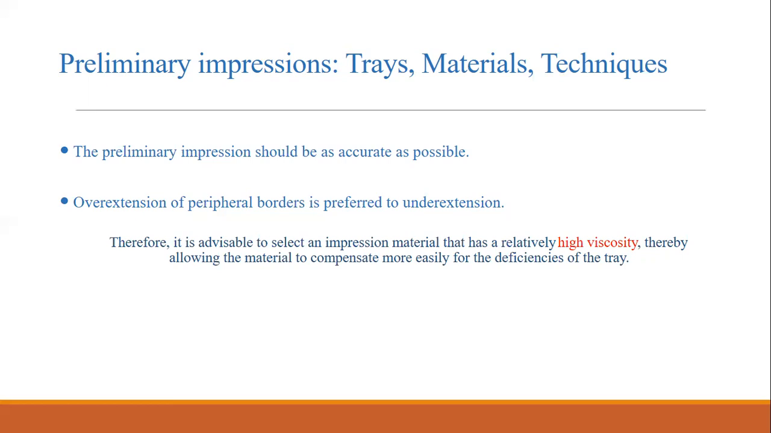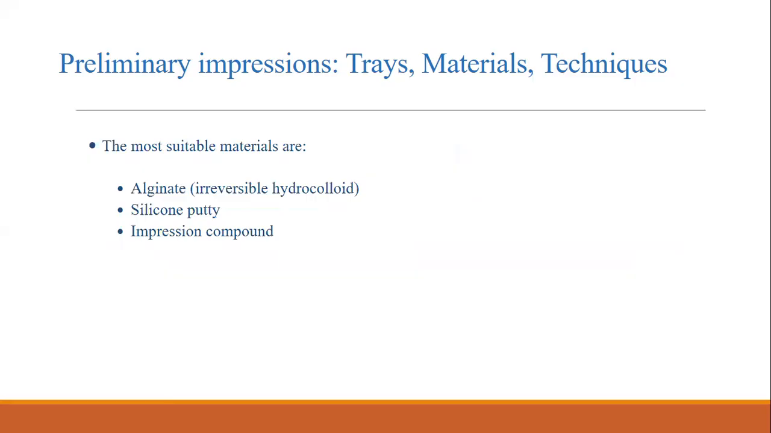Thereby allowing the material to compensate more easily for deficiencies in the tray. يعني إذا التري مش واصل لهاي المناطق اللي أنا بدي إياها، الماتيريال نفسها لأنها highly viscous it can support itself توصل لهاي المناطق. الماتيريالز اللي أنا بستعملها واللي suitable to take primary impression لإدنتشلس patient, we can use alginate, we can use silicone putty, we can use impression compound.